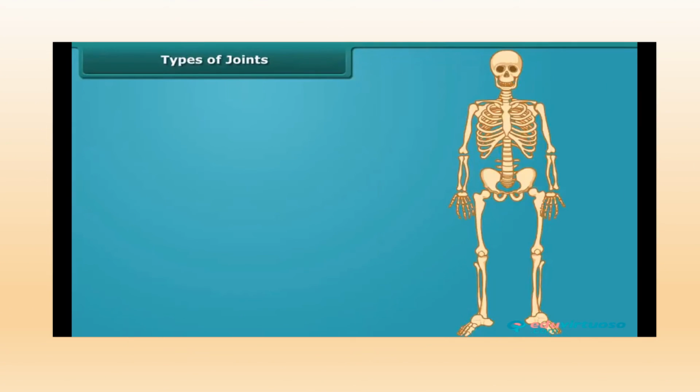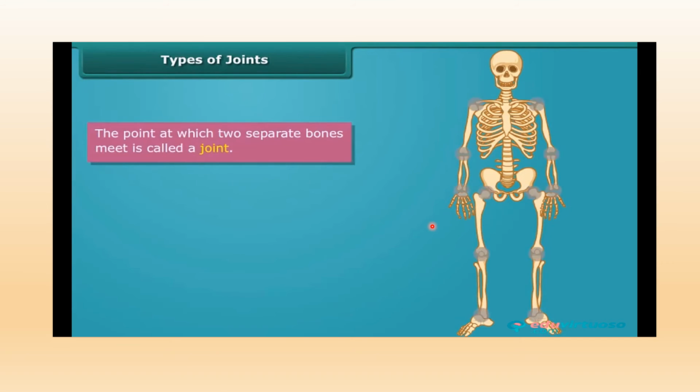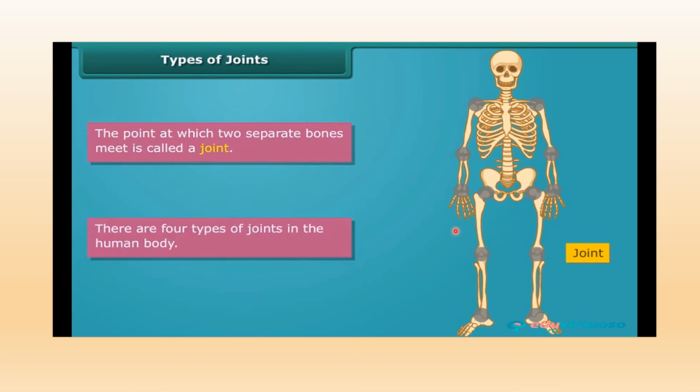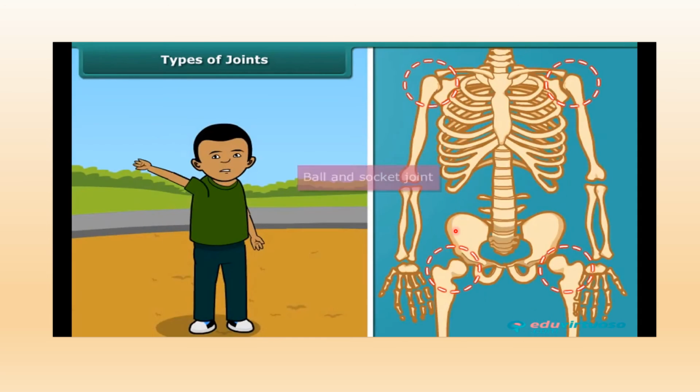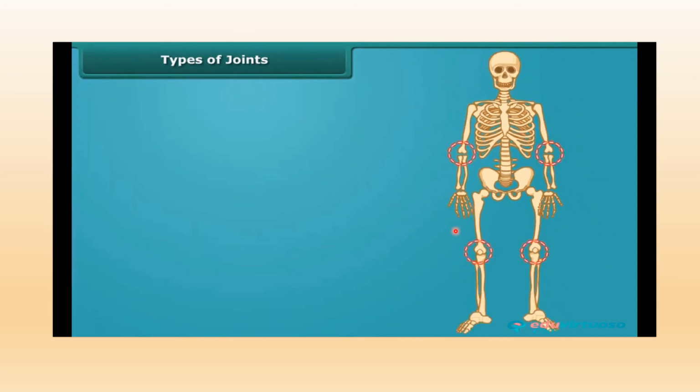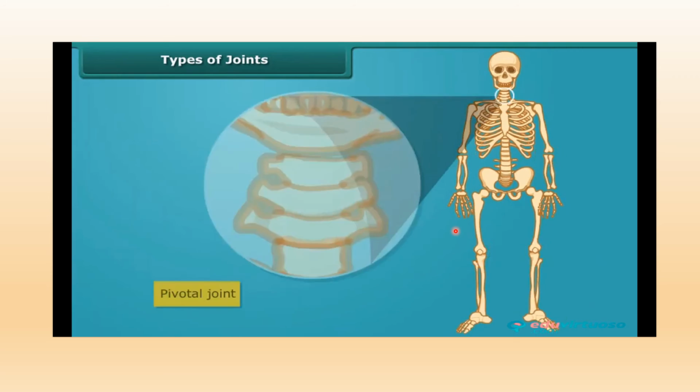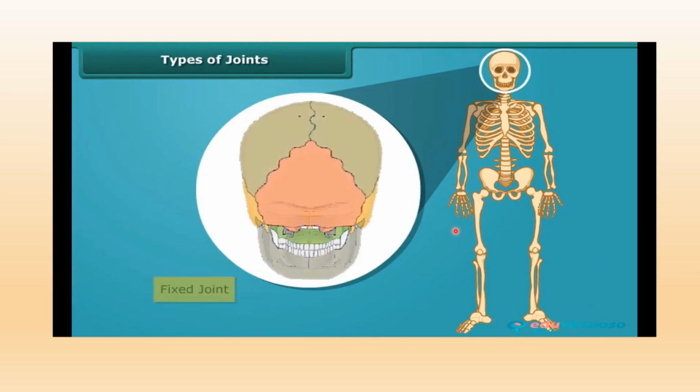Now this is a small clipping about joints. See it carefully. Now this is the skeleton. You can see different parts of joints. The point at which two separate bones meet is called a joint. There are four types of joints in the human body. One is the ball and socket joint, the other is hinge, the other is pivotal, and the other is fixed joint.